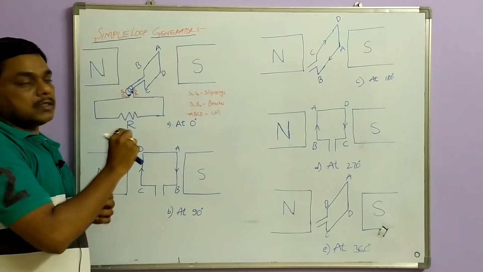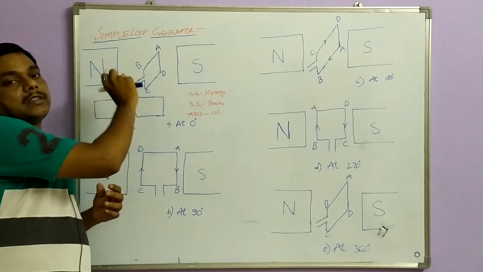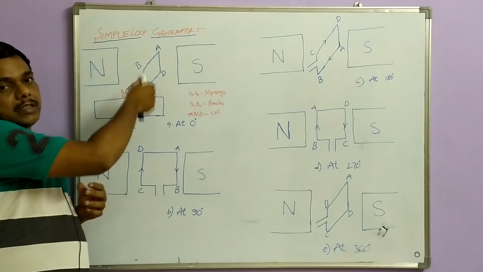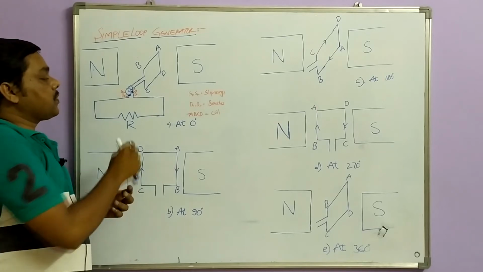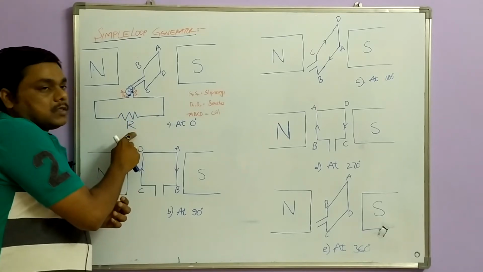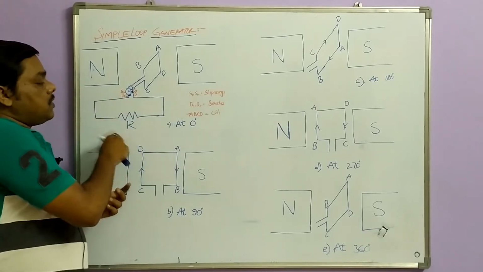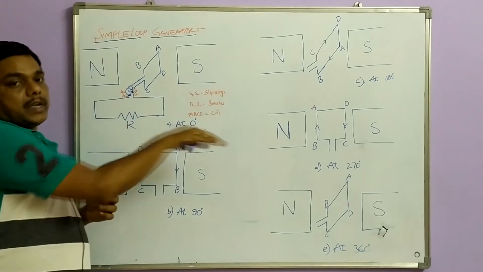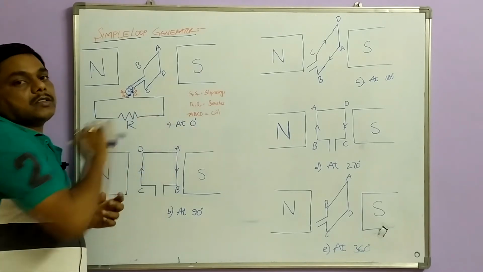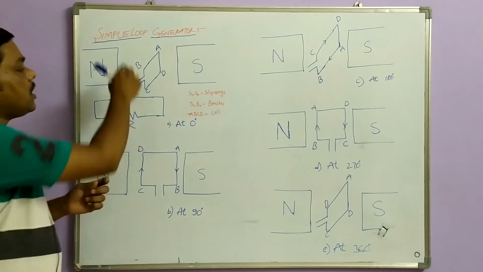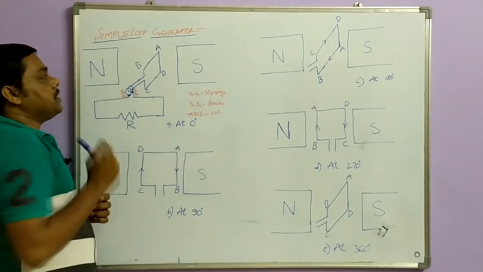So what is the function of the brushes? To collect the currents from the rotating slip rings. And this is your load resistor, which will define the direction of current, in which direction the current is flowing. So initially I am assuming 0 degrees.